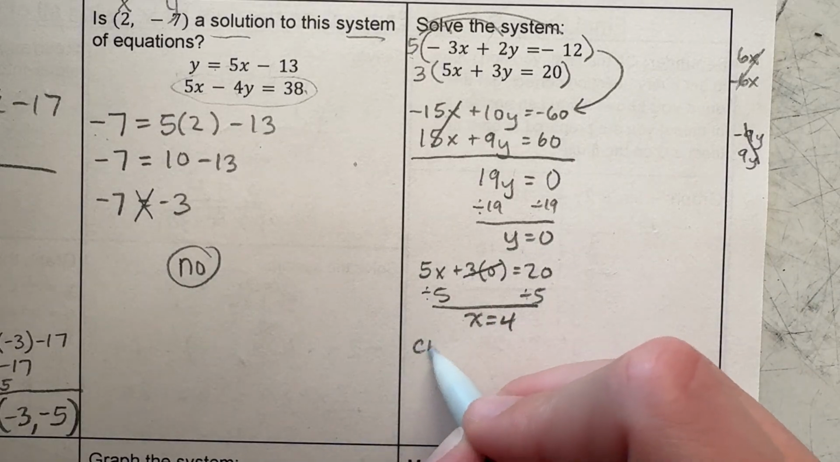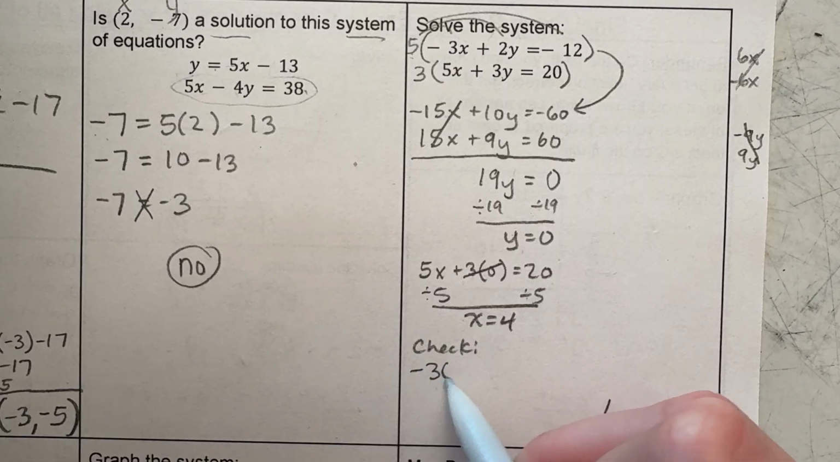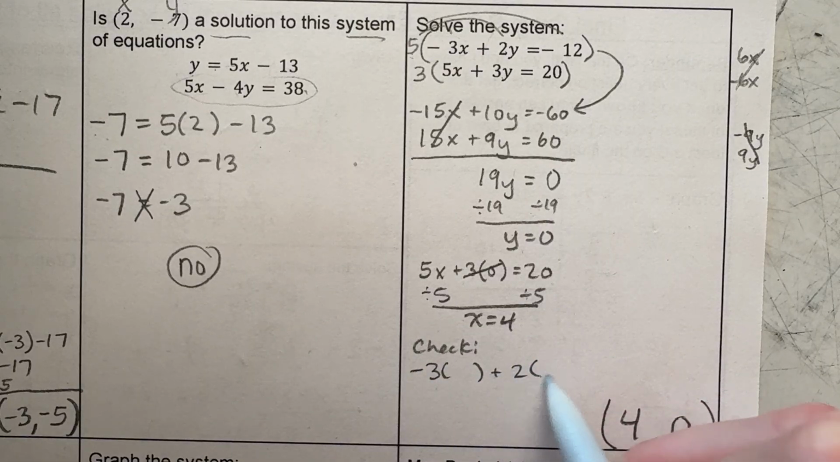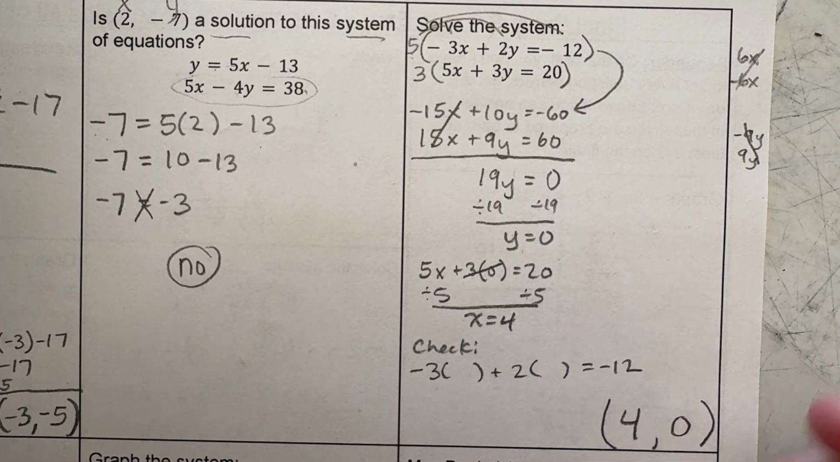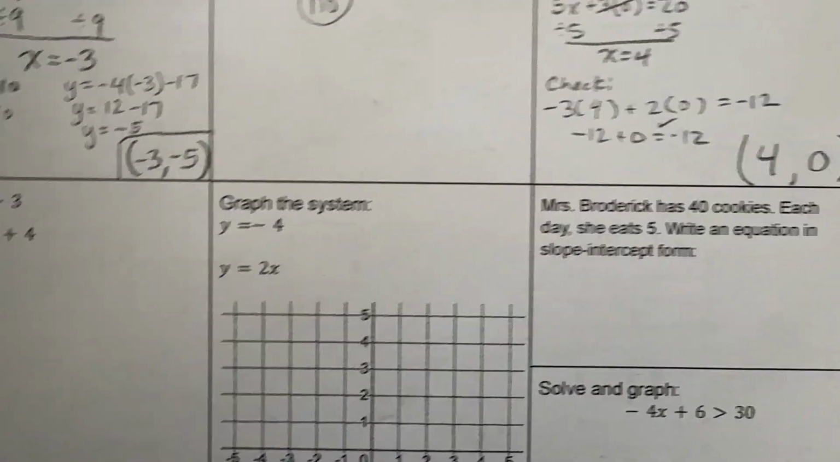And then let's just go ahead and check it in the other equation. I'm going to grab that top equation, negative 3x plus 2y equals negative 12. This becomes x is 4, y is 0. This becomes negative 12 plus 0 equals negative 12, and that's true. Let's keep moving.